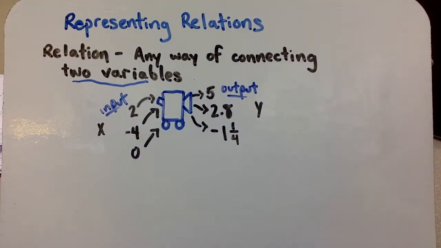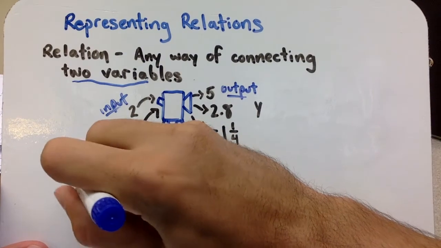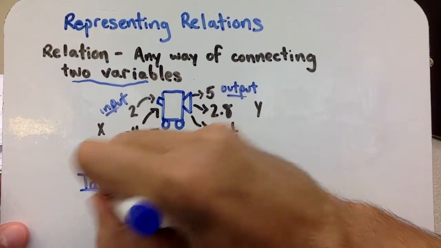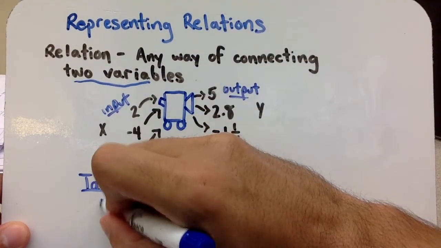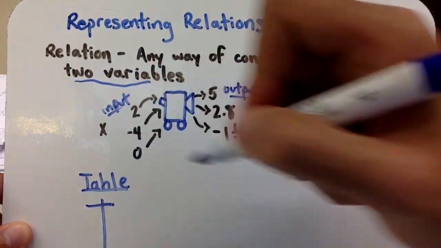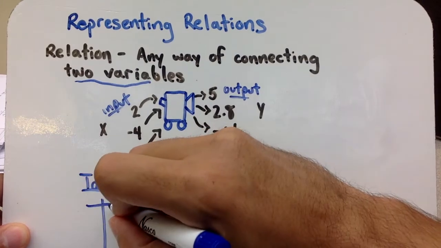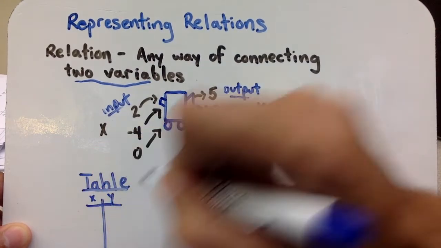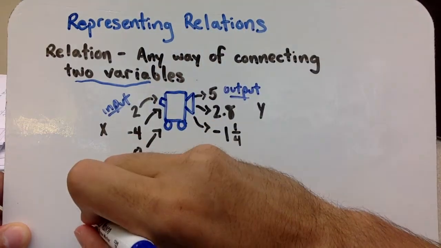There are a couple different ways you can express or show a relation, because usually you're not going to see machines like this on your math papers, cool though they are. One option we have for representing a relation is doing it through a table. And when you make a table, you're basically going to have a little 2-column chart right here. X's or inputs go on the left, outputs go on the right, and you just pair up the numbers from the display earlier.